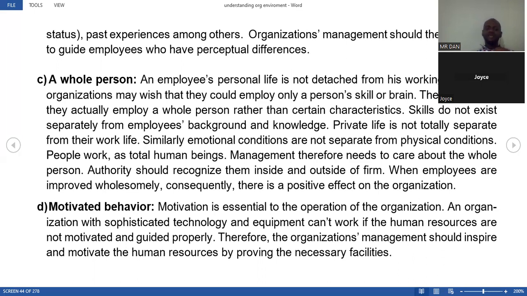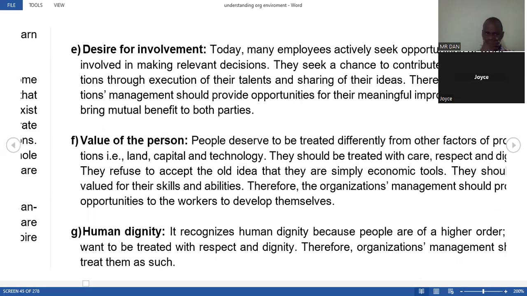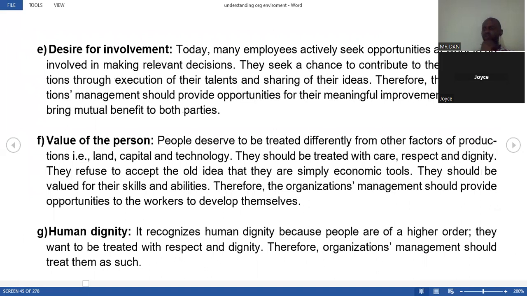And that is why when you go to most organizations, you find that we have a whole department for human resource. One of the reasons we have those departments is to be able to listen to what the employees are saying and try your level best to motivate them so that they can work towards achieving the goal of the organization.